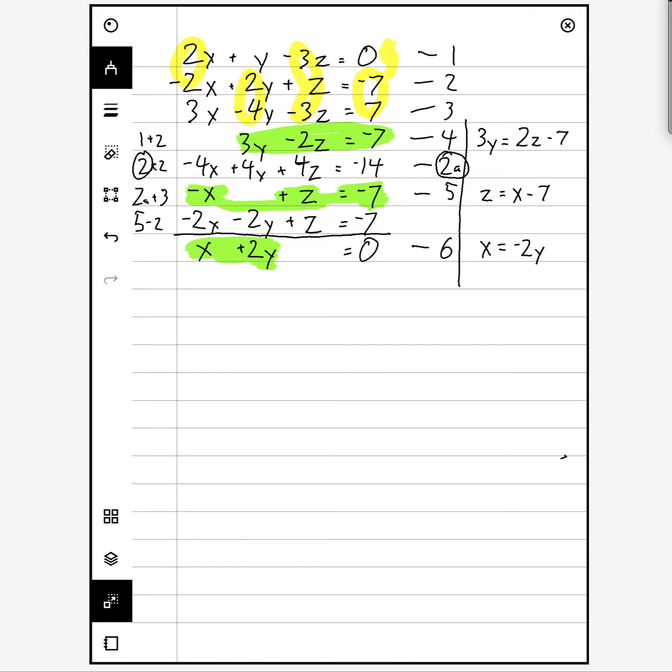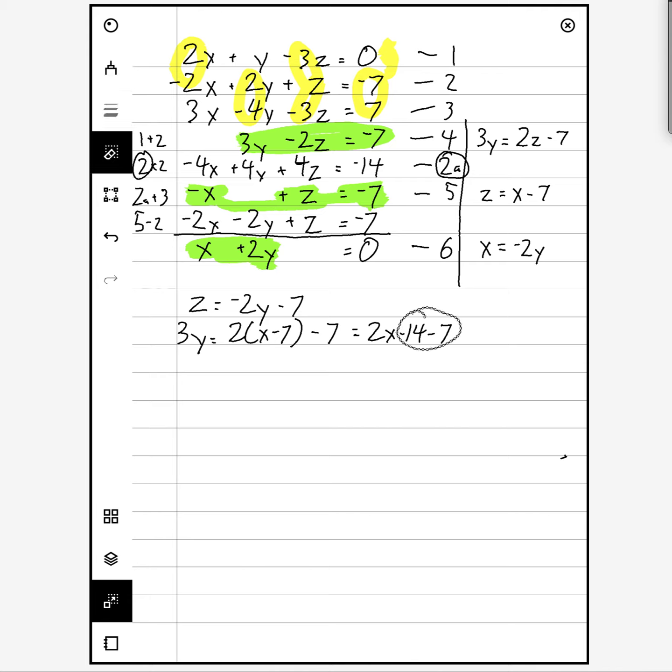All right, let's say z is equal to -2y minus 7. And then what else did I say? I'll put in z into here. So, okay, 3y is equal to 2x minus 7 minus 7. All right, if you factor that out, it's 2x minus 14 minus 7, which is literally -21. All right, okay, let me just write 3y just to help.